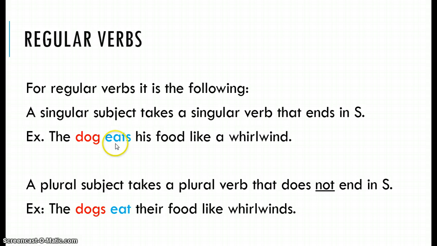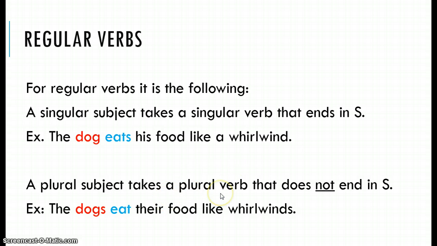Singular subject, singular verb. If I've got a plural subject, meaning more than one dog, dogs, I do a plural verb which does not end in S. So the dogs eat their food like whirlwinds. Notice I had to change a couple other things, like I had to make my pronoun agree. This is my plural pronoun. And I had to make this plural as well to agree. What we're really focusing on here is subject and verb agreement though. So this is pretty straightforward. I think this is something you guys are pretty good at.